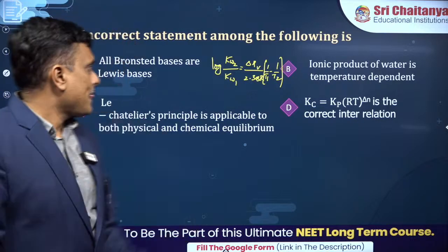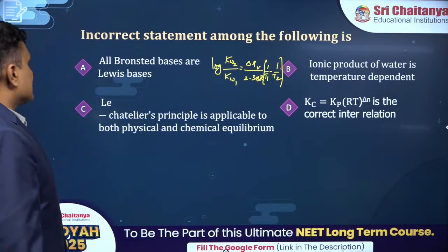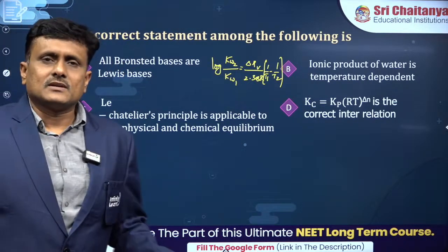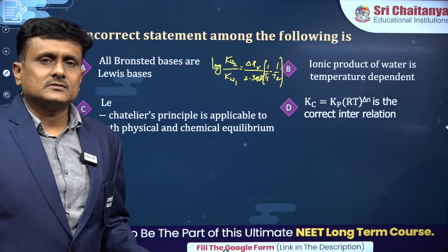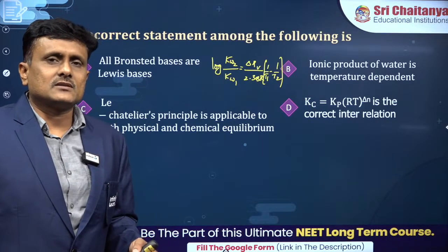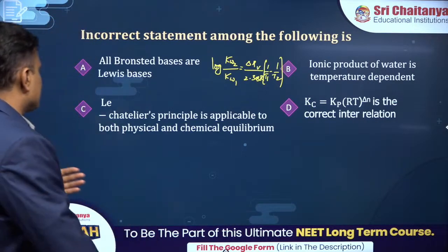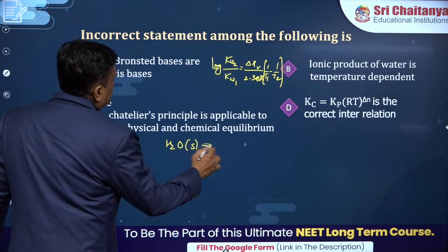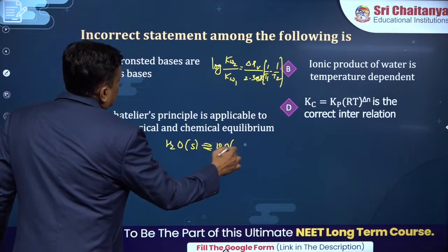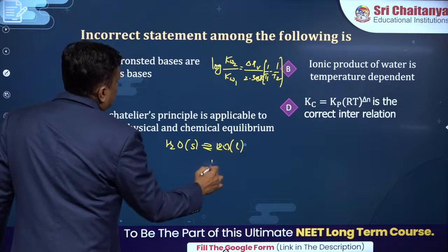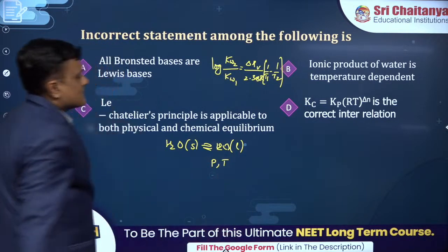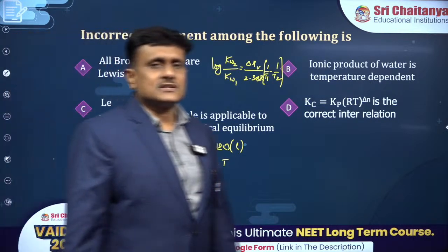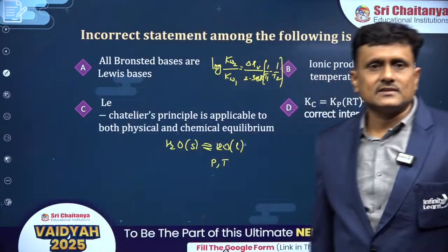Yes, that's true. Le Chatelier's principle is applicable to both physical and chemical equilibrium, right? Cooking food in a pressure cooker, or shifting the equilibrium of H2O solid to H2O ice by using pressure and temperature. It's a physical equilibrium. So Le Chatelier's principle is applicable to the physical equilibrium also.